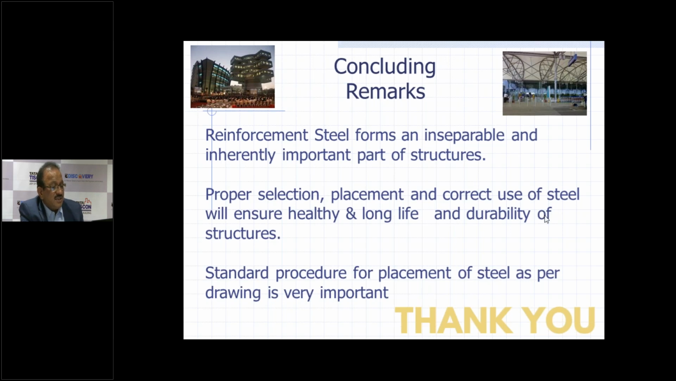Okay, can we use PVC cover blocks? No, I already answered. That is Damodar.